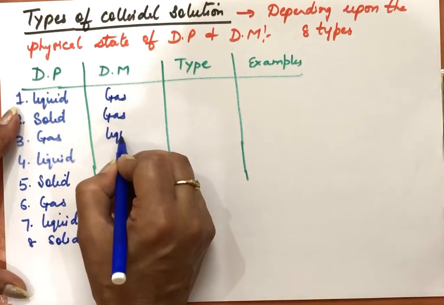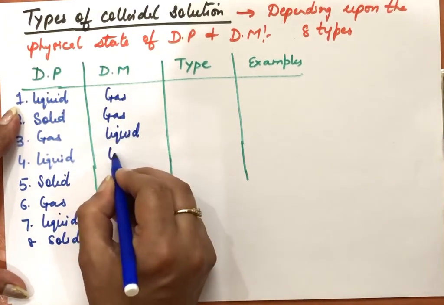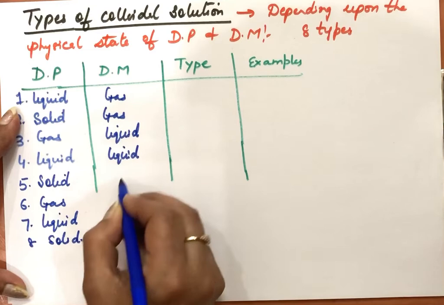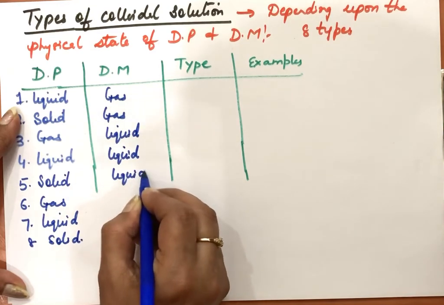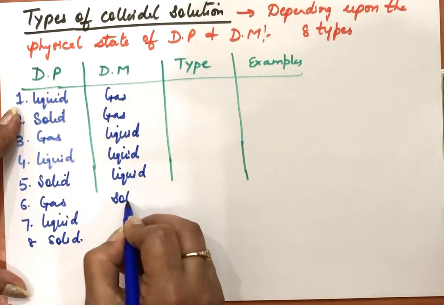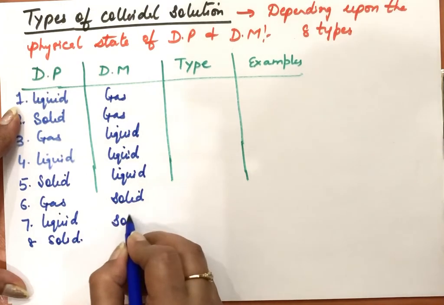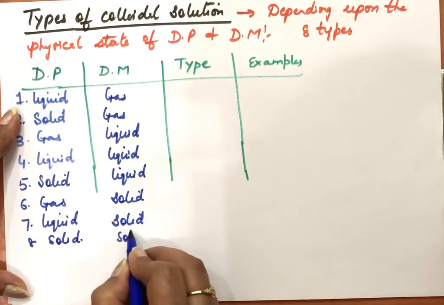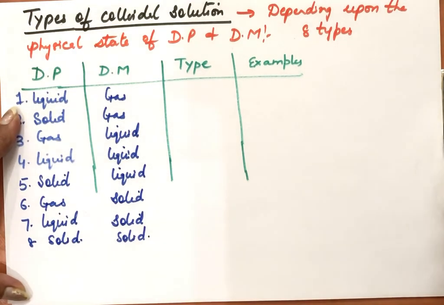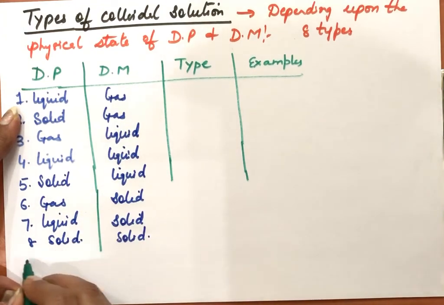and then I'm taking a liquid dispersion medium, liquid, liquid, and then the last three are solid, solid and solid. So what are their names now?